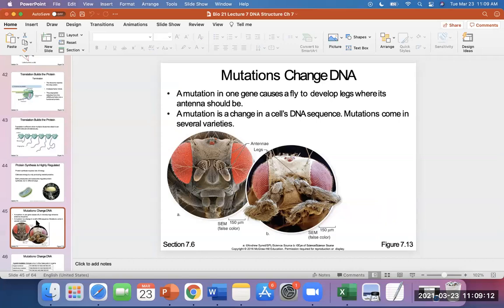Can you guys define a mutation? Mutation is a change. It's a change in a nucleotide sequence. Can you guys define a silent mutation? What is a silent mutation?